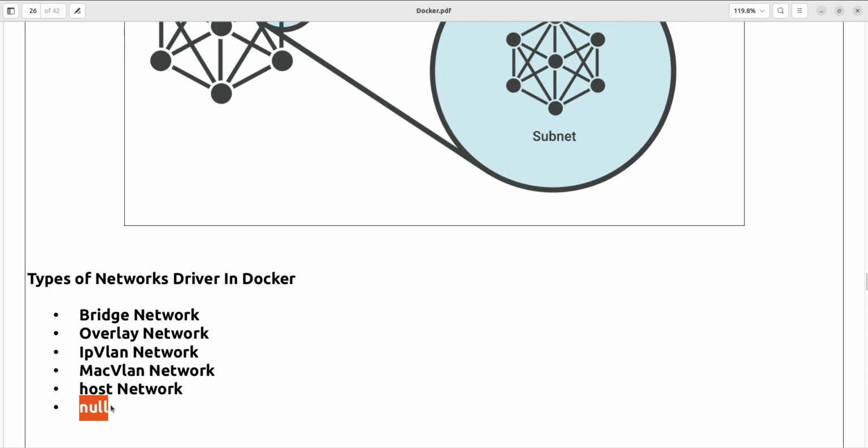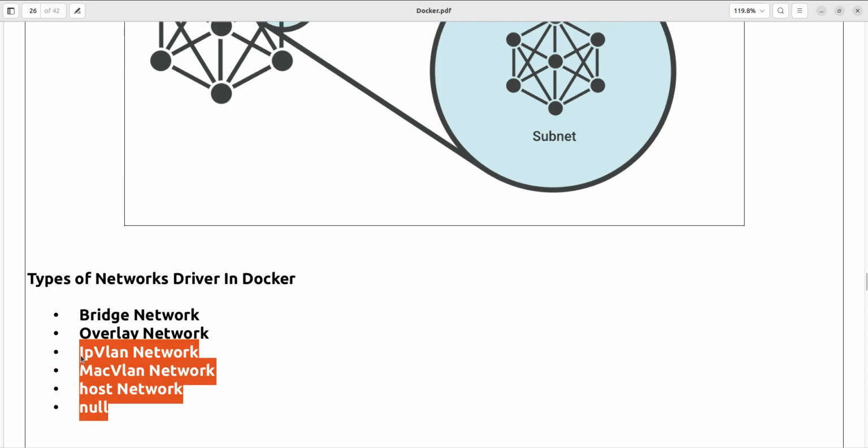Okay, that is a simple, straightforward old machine. That's it. We will not learn this one. It's not required. Of the last four, only the bridge network and overlay network are important.